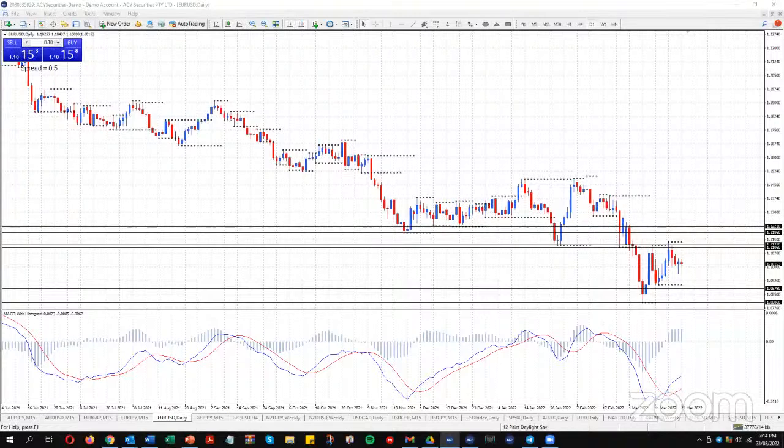Slav is saying, is there a way to see the volume? I don't believe so, not in the Forex market, because it doesn't show you the size of the orders on the bid and the ask. All right, sorry about that.